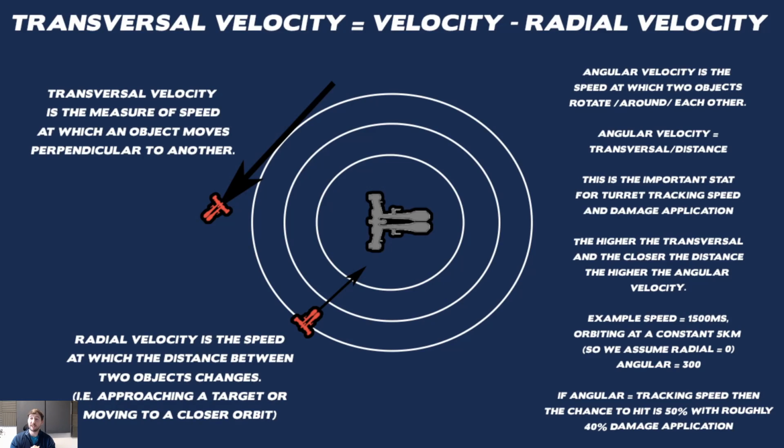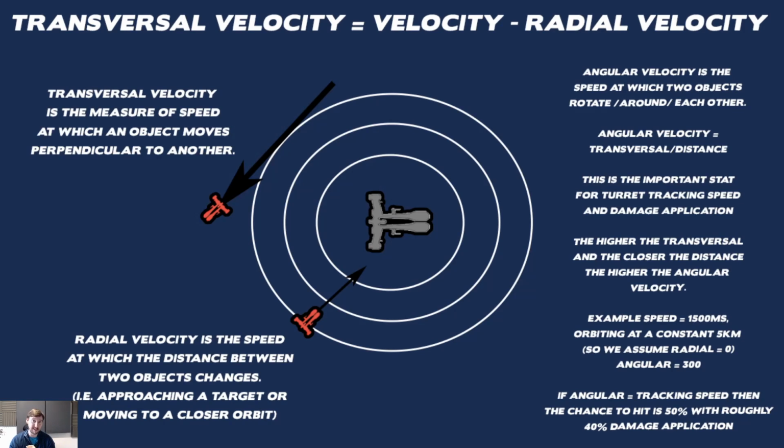Now, the higher your transversal velocity and the closer you are to the target, obviously, the higher your angular velocity is going to be. So the very basic concept of speed tanking is if I go fast and I am close to you, my angular velocity is very high, and therefore I'm going to be harder to deal damage to and track. So let's take an example.